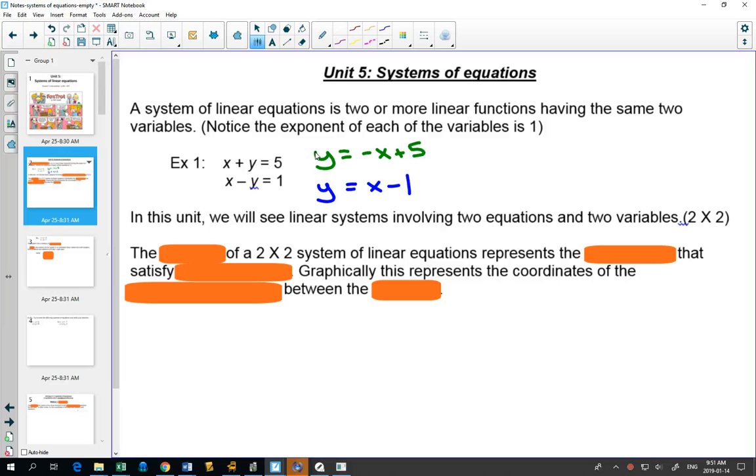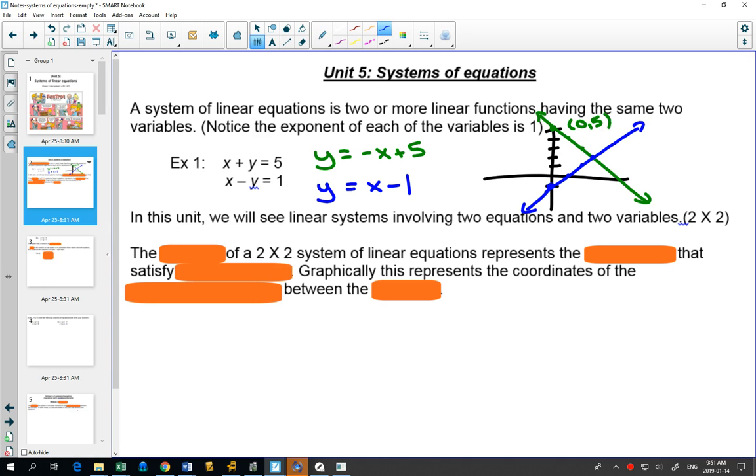So if you wanted to graph both of these, the green line has a y-intercept of 5. Are you guys getting really good at graphing these y equals mx plus b ones? And a slope of negative 1 means down 1 over 1, down 1 over 1. And the green line looks like this. The blue line has a y-intercept of negative 1 and a slope of positive 1, up 1 over 1.